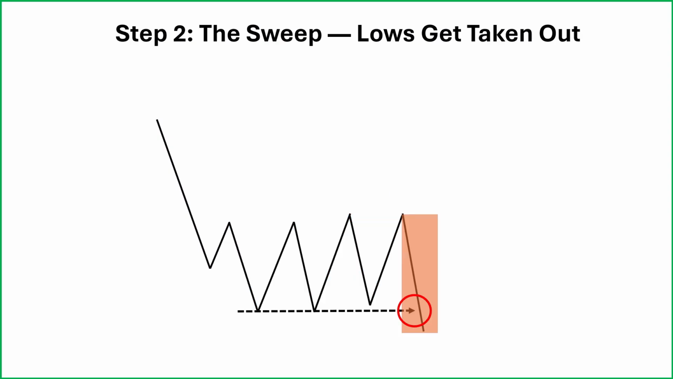Step number 2, the sweep. Lows get taken out. Next, we want to see a sweep of the range lows. Price dips below the bottom of the range. This is the spring. It looks like a breakdown, but it's actually a trap. This shakeout removes weak hands and triggers stop losses, letting smart money load up before the move.